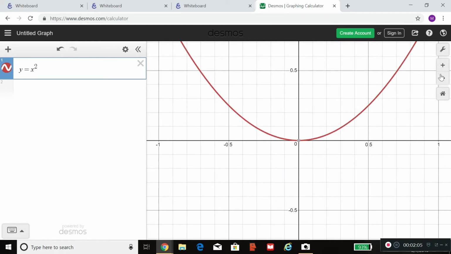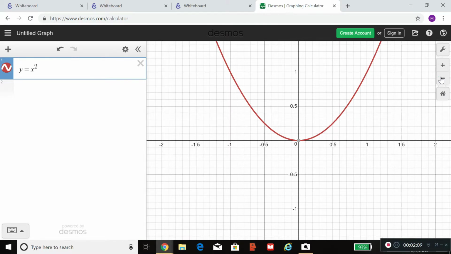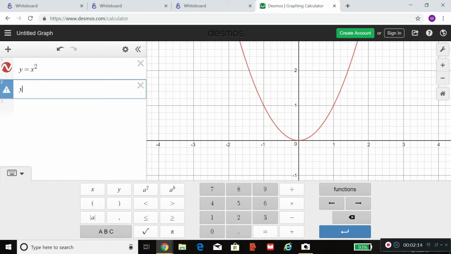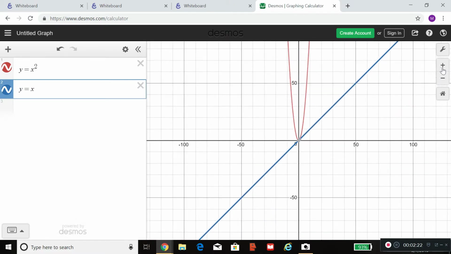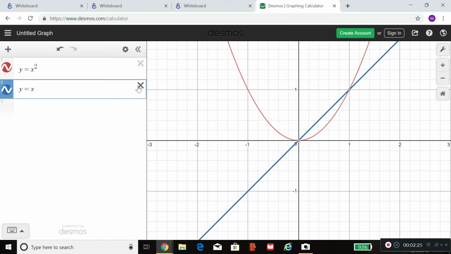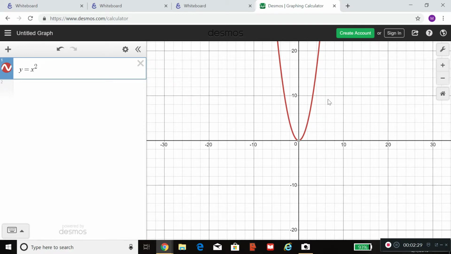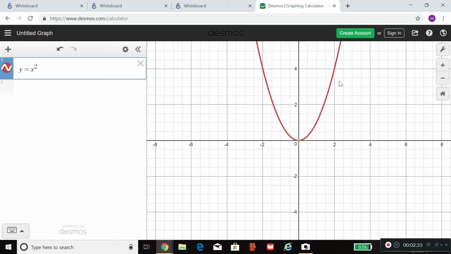Parabolas are not linear. Previously we've talked about linear equations on this channel, right? Equations like y equals x, first degree equations, and those are lines, right? And no matter how far you zoom out or in, they will always be lines. So what does this represent? The y is what the x is squared, right? So when the x is 2, the y is 4. 2 squared is 4.